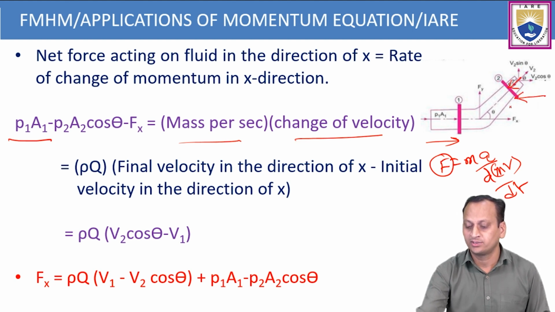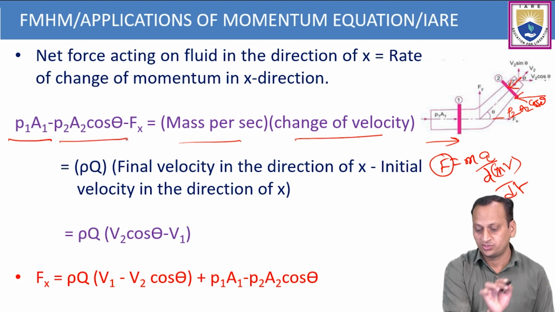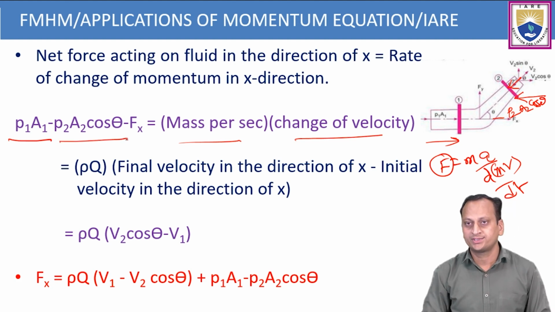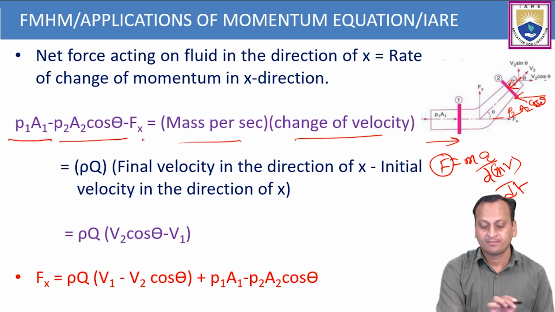Therefore, the horizontal component of P2A2 becomes P2A2 cos theta. It acts backward, therefore negative: minus P2A2 cos theta. And then the force exerted by the fluid is minus Fx.